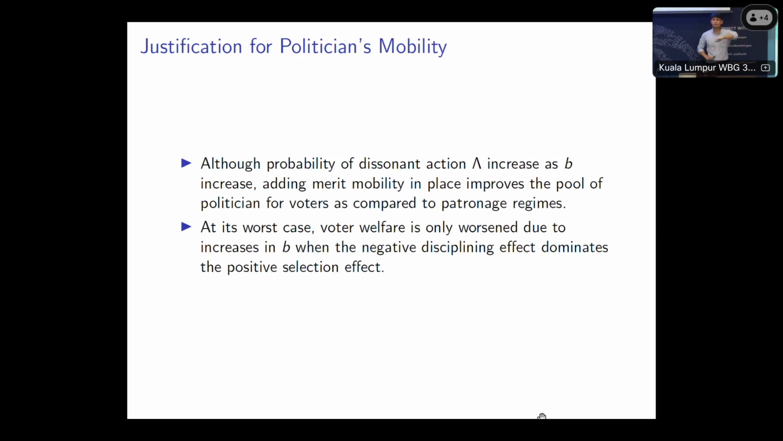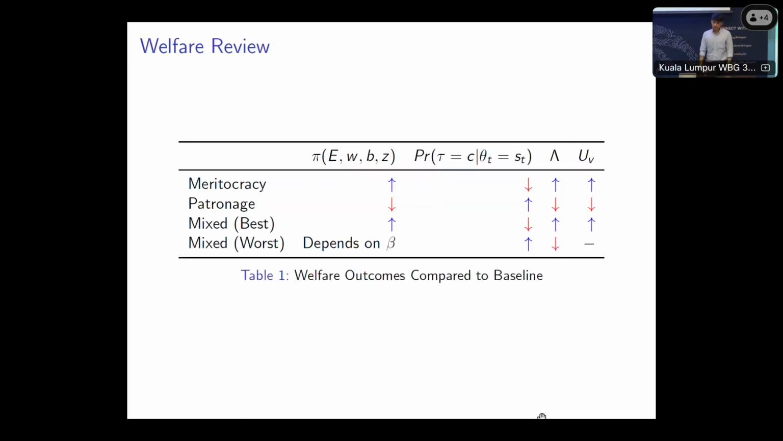So you increase the B, more of the dissident politicians are going to get enticed by that benefit. They would be less disciplined to do what they want to do. But on the other hand, for the congruent, they get more motivated to go into office because of this merit-based mobility regime. Merit-based, they know they can serve 2 terms and they can get that merit-based. So this is the justification for that mobility. And so this is the welfare review.